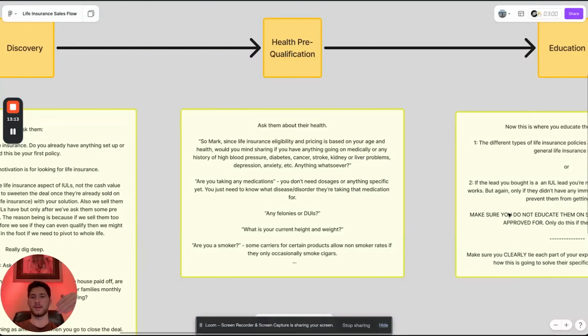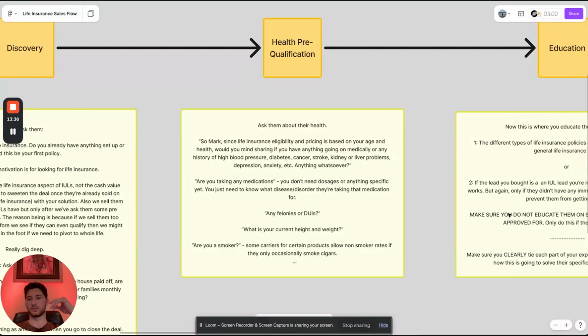And by the way, some carriers for certain products allow non-smoker rates if they only occasionally smoke cigars. So do your own research on this. I think F&G is one of those, and maybe another one, I can't remember off the top of my head right now. But look into this, because if they only smoke cigars a few times a year, they can sometimes qualify for the non-smoker rates.